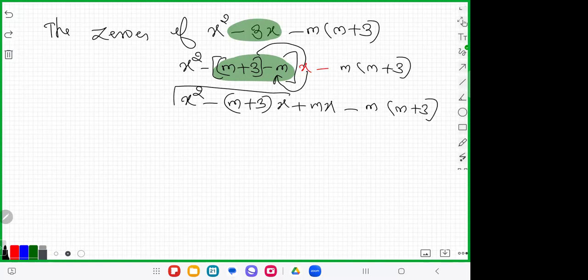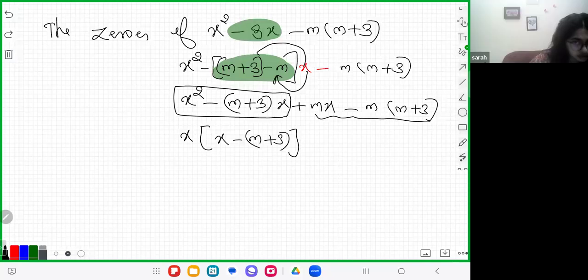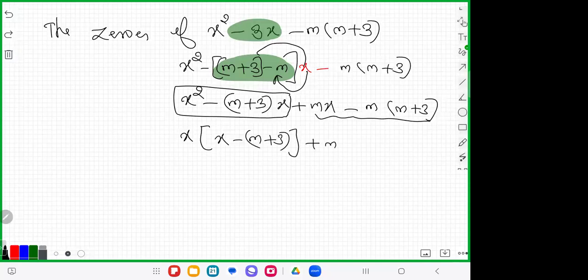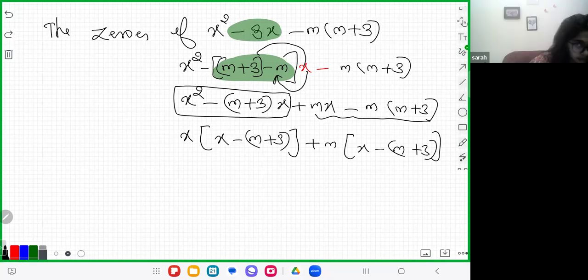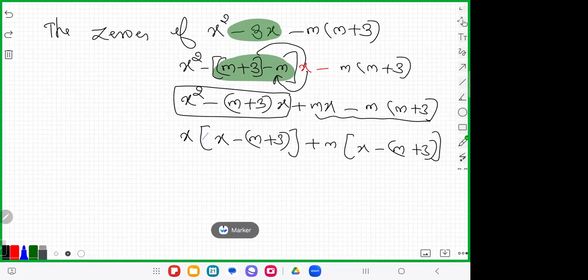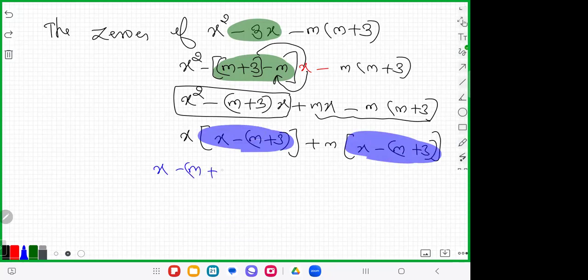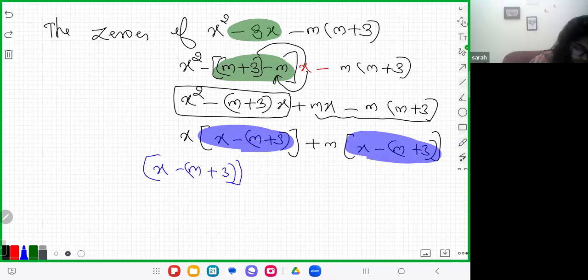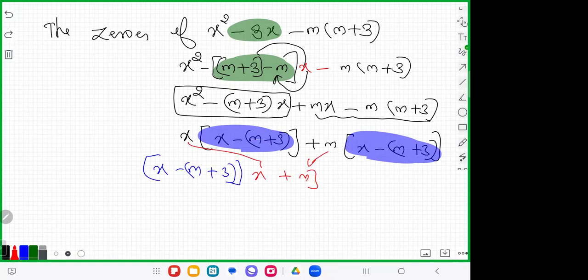When we are taking these two terms together, you will get x as common. Then x minus m plus 3 is remaining. If you are taking m as common, m into x minus m plus 3. Now this x minus m plus 3 is common. You can write x minus m plus 3, and here remaining x, here remaining m.